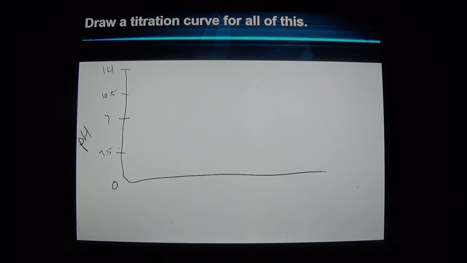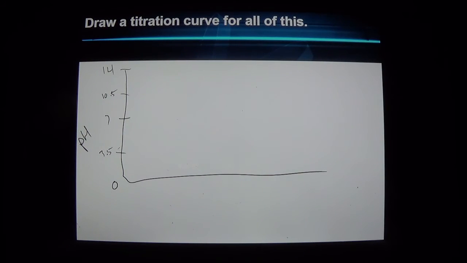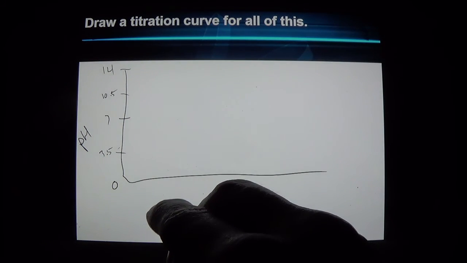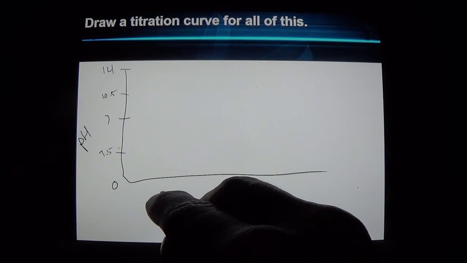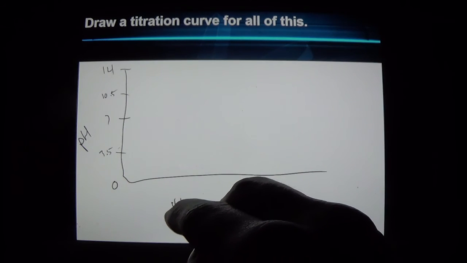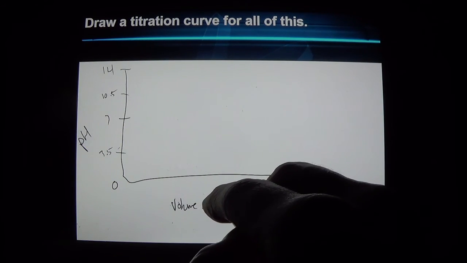More than likely on the test, they would give you the axes already labeled and have some grid for you to be more precise with. But it doesn't matter. I can draw it, and I know you're awed by my artistic ability. Yeah, not, right? Now down here is always going to be the volume of titrant.